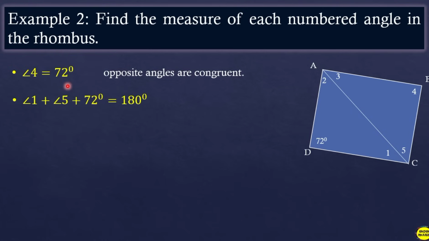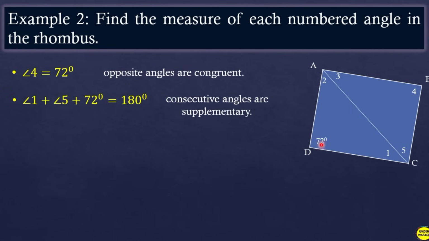Okay? Next. Para makuha natin si angle 1 and angle 5, nakuha na natin si angle 4, dito naman tayo. Since ang given lang natin is angle D, si angle 1 at angle 5 ay supplement ni angle D. Okay? So paano ba natin siya makukuha? 'Di ba alam natin that angle D and angle C are supplementary. Okay, ulitin ko. Angle D and angle C are supplementary. Why? Kasi consecutive angles yan.